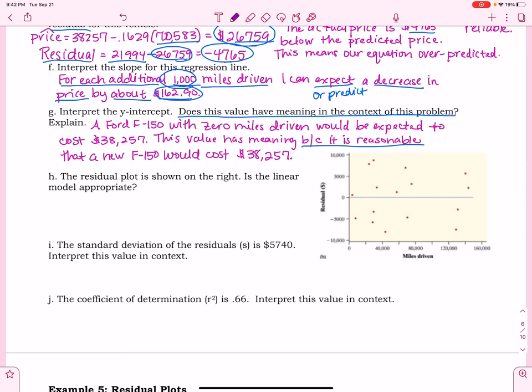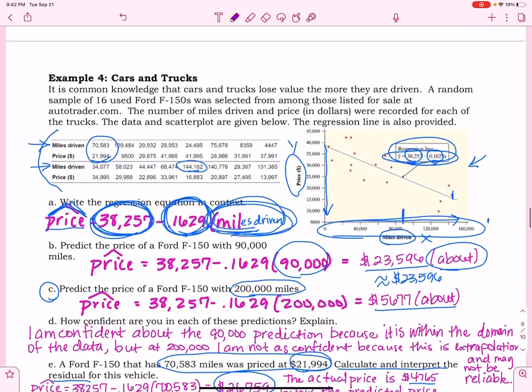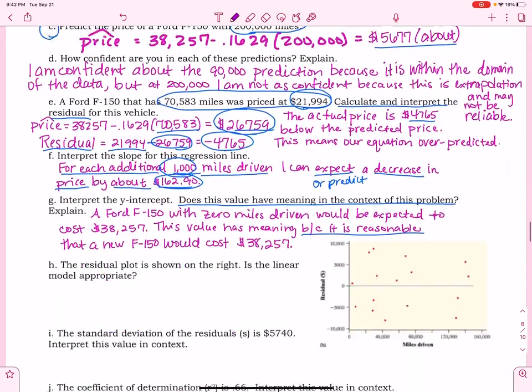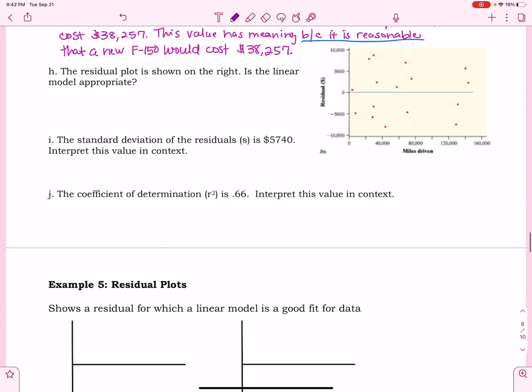AP Statistics. In this video, we are going to finish out example 4. We started example 4 in another video, but we hadn't learned some of the information yet. So we're going to pick up here on part H. The residual plot is shown on the right. Is the linear model appropriate?